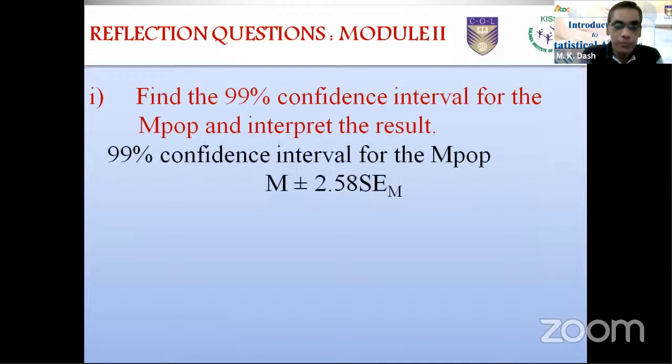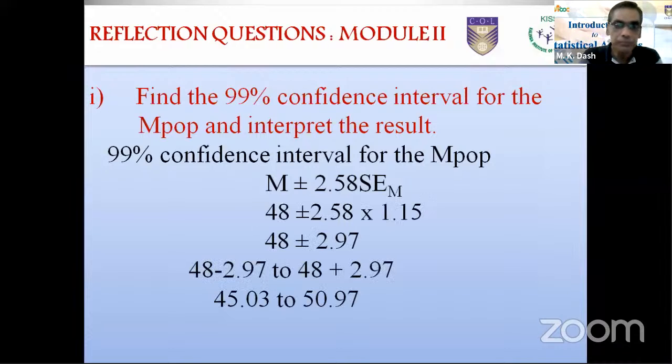See, this is the range: M plus minus 2.58 SEM. 2.58 is the critical ratio at 0.01 level for a two-tailed test. It is a two-tailed test, so we are taking critical ratio 2.58. So you will get the answer. If you solve this one, you will get the range 45.03 to 50.97. So this is the result of the question.